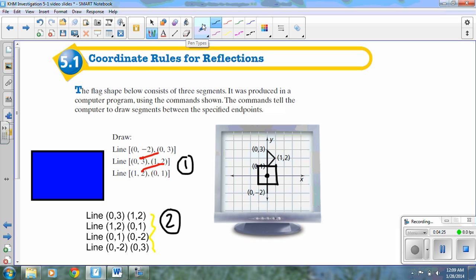And then we're going to continue this in class. I want you to start thinking about this. If we were going to reflect this flag, what set of commands would we have to use? A reflection would look like this, so it would change the set of commands. So we're going to practice in class reflecting images on a coordinate grid.